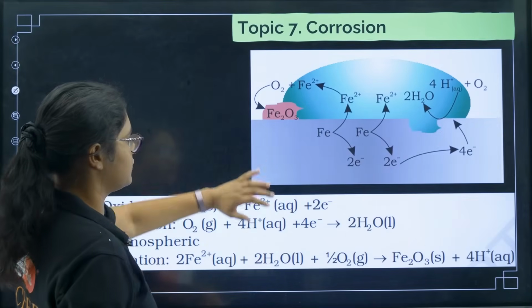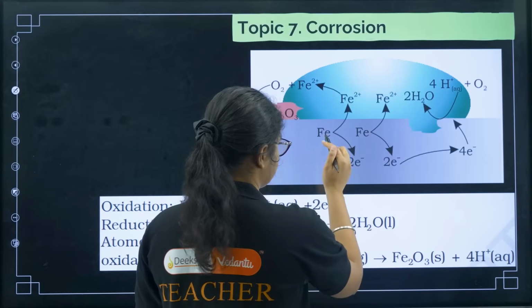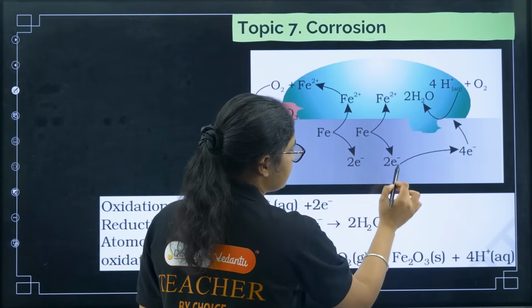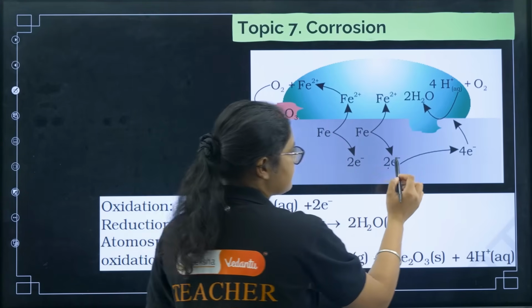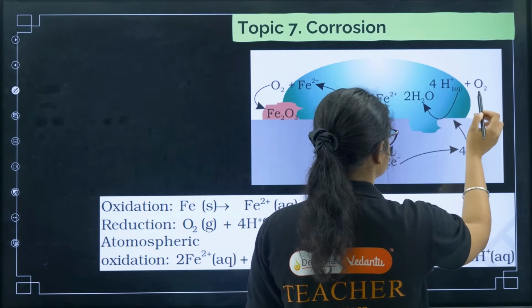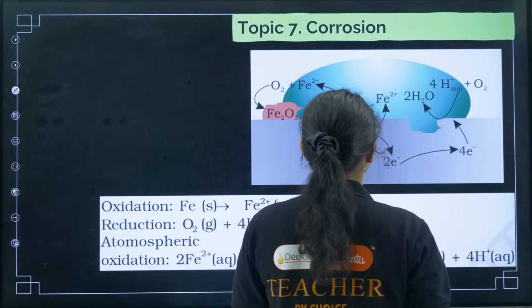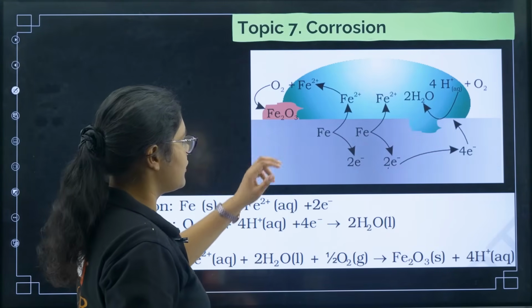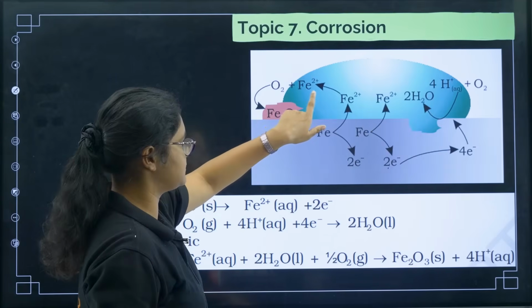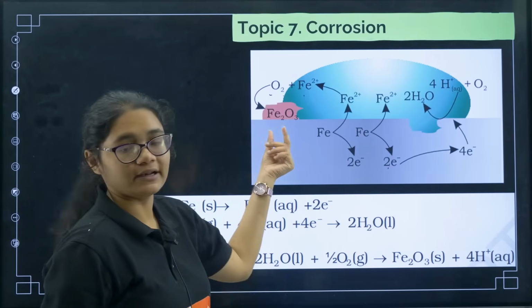Here you can see the corrosion: whichever spot the metal is getting oxidized. Suppose iron is there, it is getting oxidized and releases Fe2+ and electrons. These electrons move to another site where, in the presence of H+ and O2, water is produced, and O2 is getting reduced there. So Fe2+ has been produced, and with oxygen gives Fe2O3, which is finally the rust.